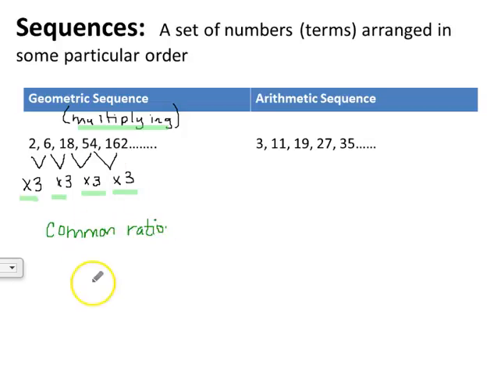So when we're talking about a geometric sequence, the common ratio is the number that we multiply the previous term by to get to the next term. In this case, it would be 3. The common ratio would be 3.